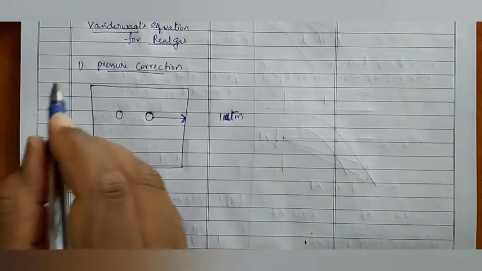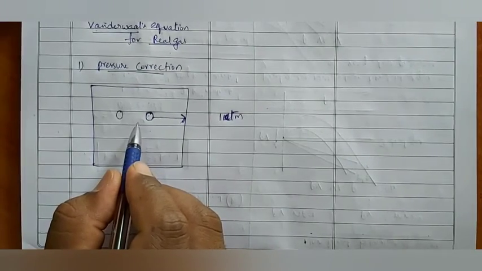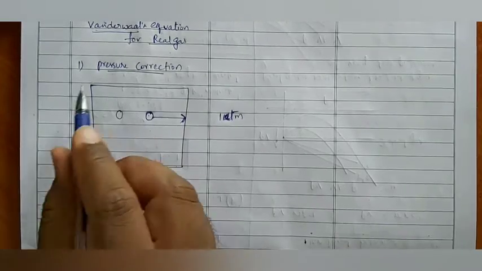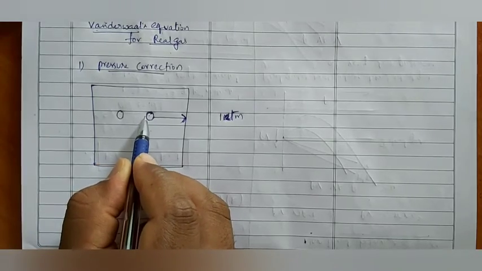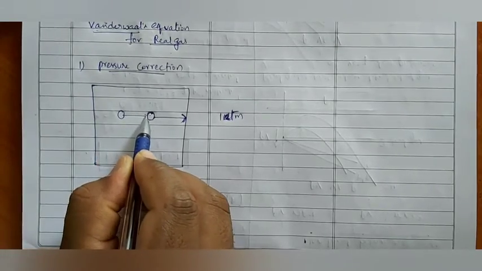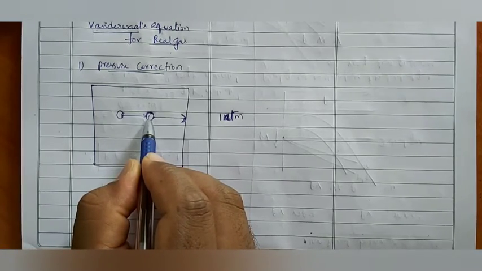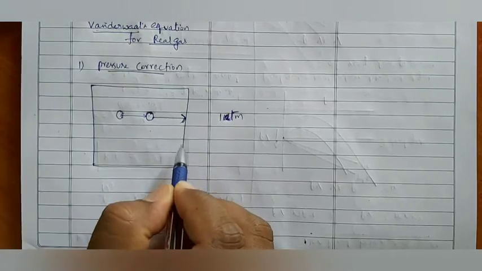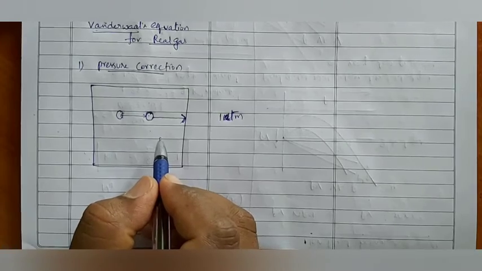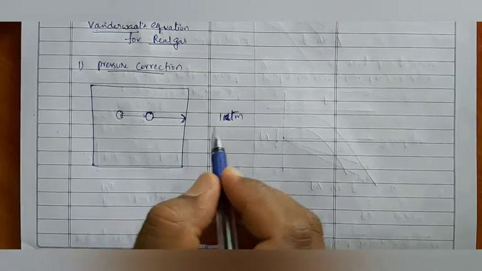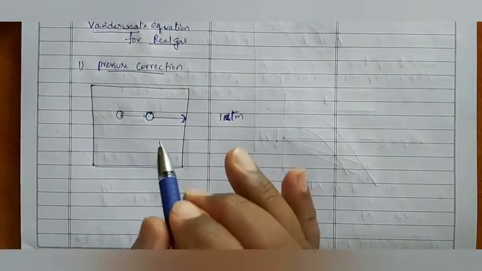Now, in the real gas, there are attractions present between the gas molecules. Is it correct? If you consider the same thing for a real gas, this molecule will attract this gas molecule. Because of that attraction, this gas molecule is going to apply a force on the wall of the container which is less than the force in the previous condition. In the previous condition, the pressure applied by this gas molecule is 1 atm, but now it will be reduced.